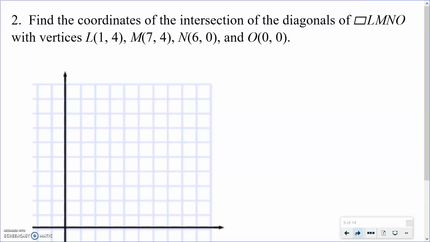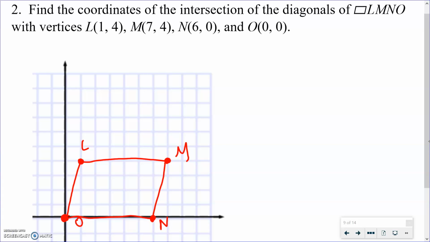Okay. So what I would like you to do is pause right now and graph these 4 points, L, M, N, O, and I'm going to do the same. Okay, so now I've graphed the parallelogram, and so now I want to find the intersection of the diagonals. So this is the parallel diagonals theorem. And so we know that the diagonals of a parallelogram bisect each other. So what we need to do is just find the midpoint of one of them. So we can find the midpoint of MO or of LN.